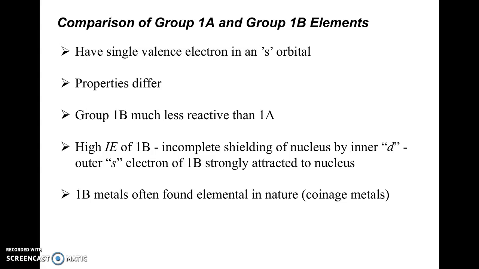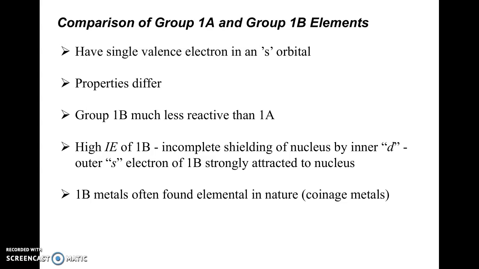If we want to compare group 1A with group 1B, so 1B is the first elements in the transition metals. So both groups, the 1A, the alkali metals, and then those first transition metals have a single valence electron in the s orbital, because for those transition metals they prefer a half-filled orbital. But the properties are very different, and the 1Bs are much less reactive than the 1As.